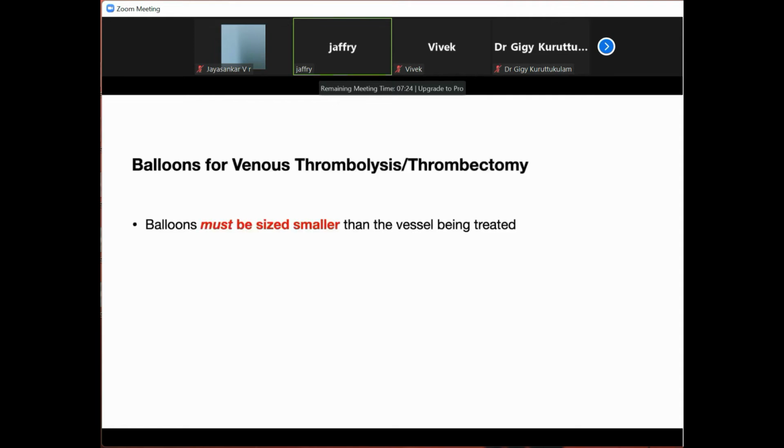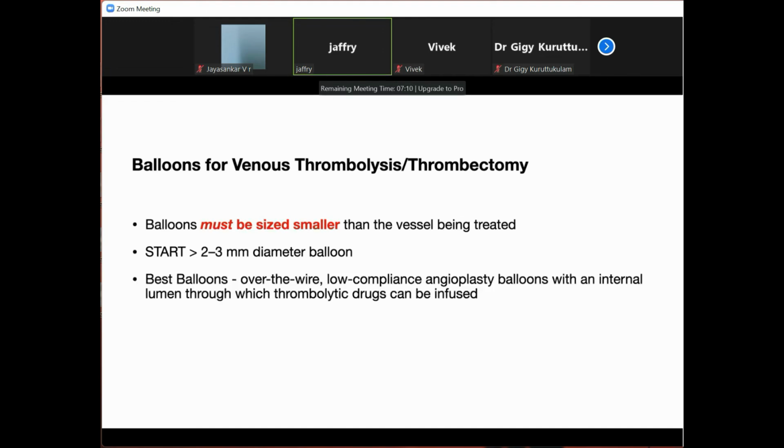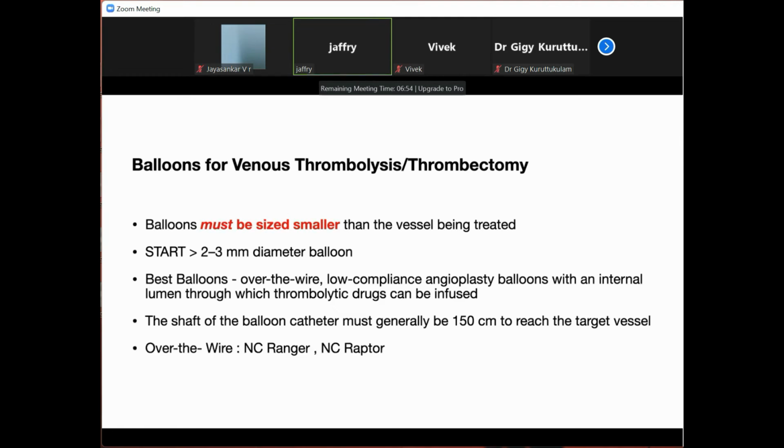And for the balloons for venous thrombolysis or thrombectomy, the balloon must be sized smaller than the vessel which is being treated. We have to start with a 2 to 3 mm diameter balloon. This is like a regular arterial approach only. The best balloons are over the wire, low compliant angioplasty balloons with an internal lumen through which thrombolytic agents also can be infused. The shaft of the balloon catheter must generally be 150 centimeter to reach the target vessel. NC Ranger and NC Raptor are the balloons usually considered in previous case series also.